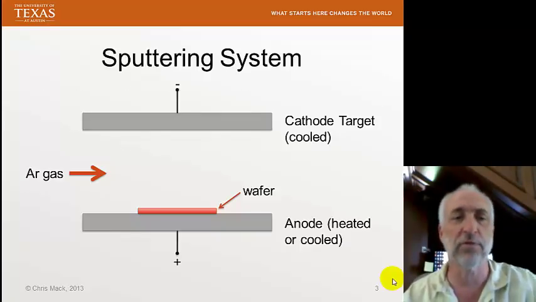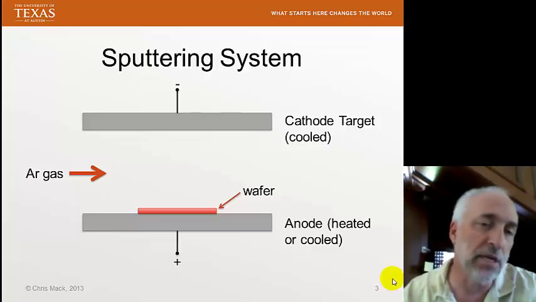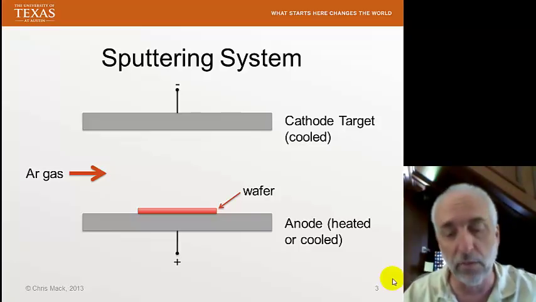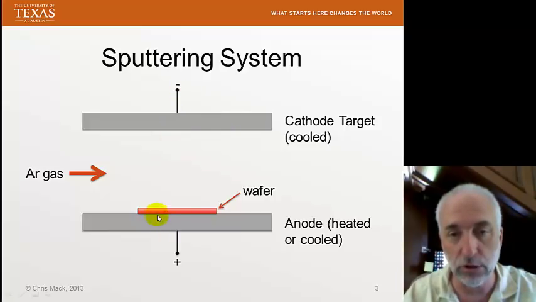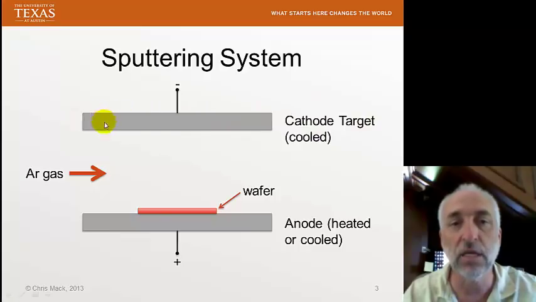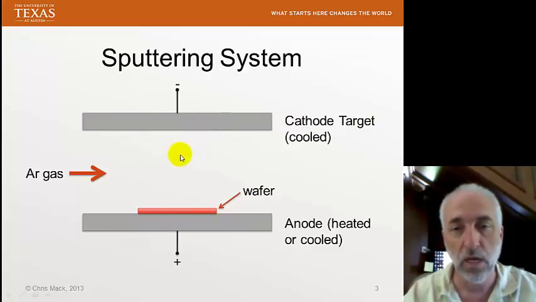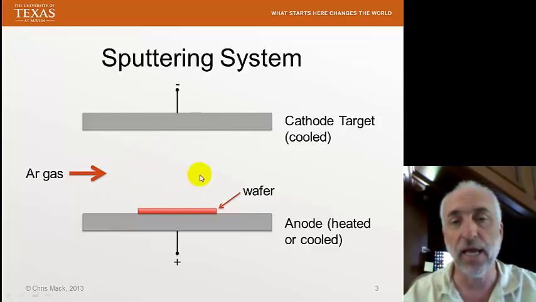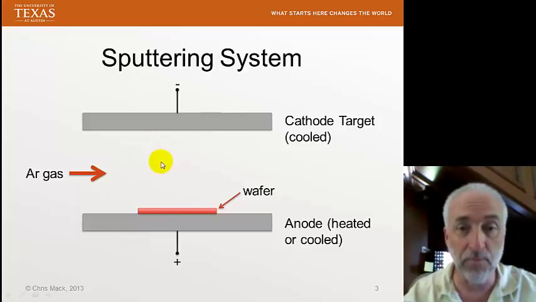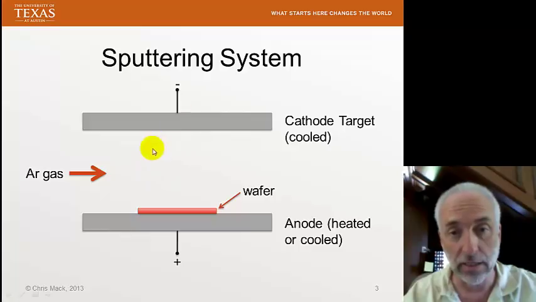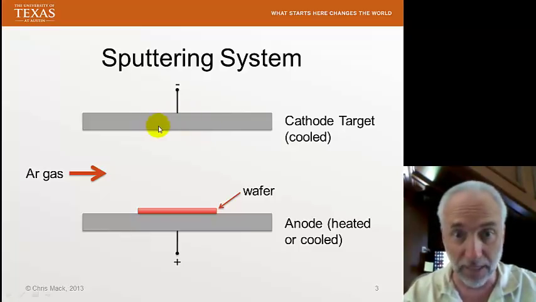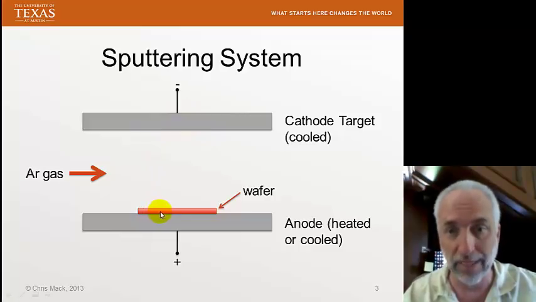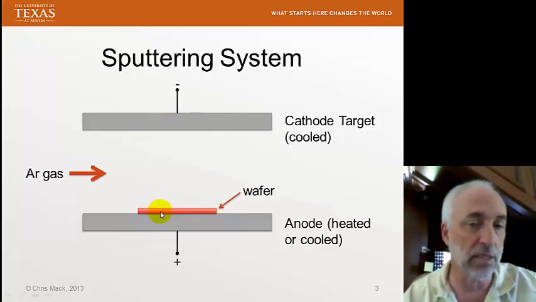So let's look at a sputtering system. The sputtering system I'm showing here is the simplest form. It's two parallel plates that we apply a voltage across. The cathode is the target, so this is made of the material that I want to deposit on the wafer. I'm going to put in a gas, an inert gas. Argon is almost always used. And in this inert gas we'll form a plasma. The plasma will sputter off the metal from the target, which will then float around, and some of it will land on the wafer, thus depositing the material on the wafer.